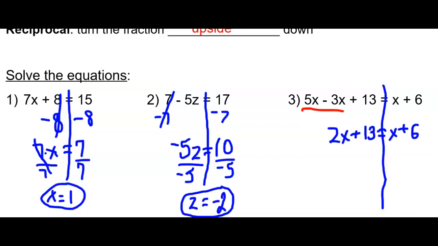Now, sometimes I use the phrase to pick on the little guy, so I have a 2x on one side and just an x on the other, and we know that there's an imaginary 1 in front of there. So I'm going to pick on the small variable, and I'm going to subtract x from both sides. So 2x take away an x leaves me with just 1x plus 13. And then on the right-hand side, all I have left over now is a 6. So I'm going to bring down the 6. So finally, to isolate my variable, to get the x by itself, I need to take away the 13 because that's the inverse of adding 13.